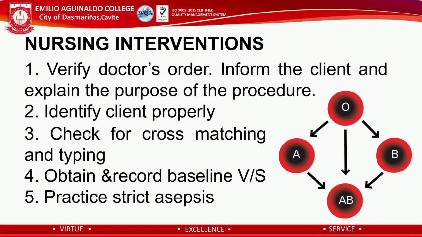Third is to check for cross-matching and typing katulad ng ABO group or RH factor para ma-ensure yung compatibility. Naglagay po ako ng picture sa side para maalala po natin yung pwedeng mag-match sa recipient ng ABO group system. Bali yung kilala as universal donor is si type O po, tapos sa universal recipient naman is si type AB.